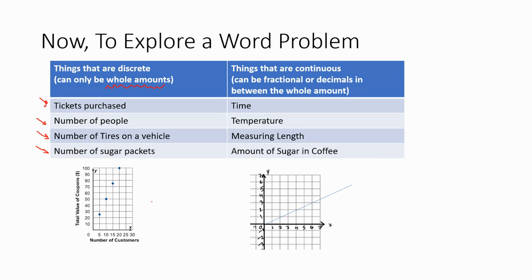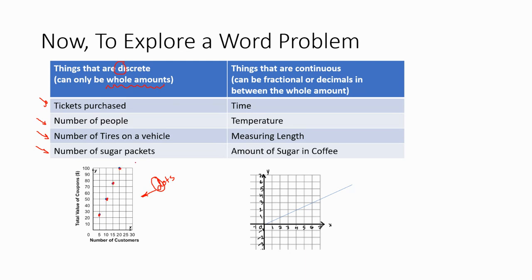So that example we just went over, number of customers and the amount of coupons, is discrete. And all we're going to do with the discrete graph is graph the dots. And here's my way to help you remember it. Discrete and dots both start with the letter D. Discrete means just the dots.